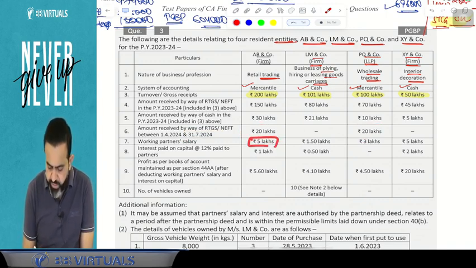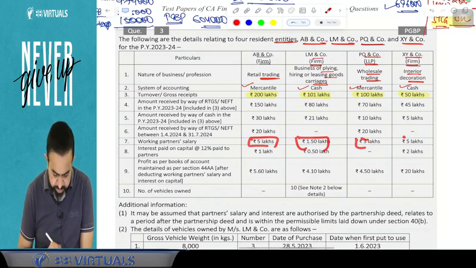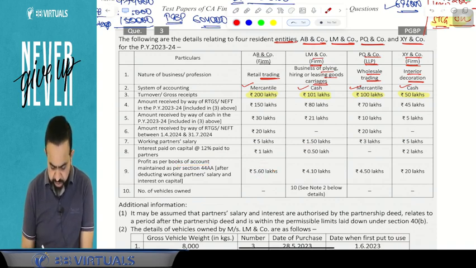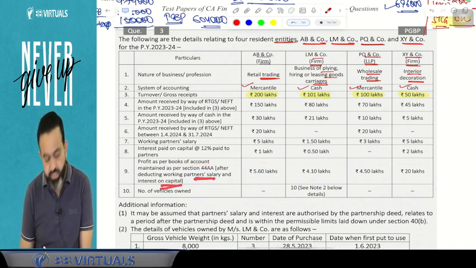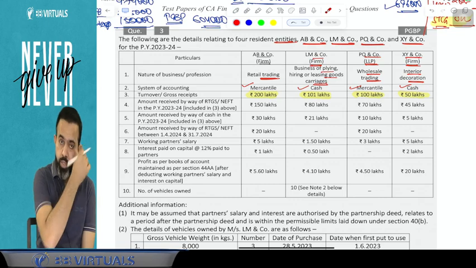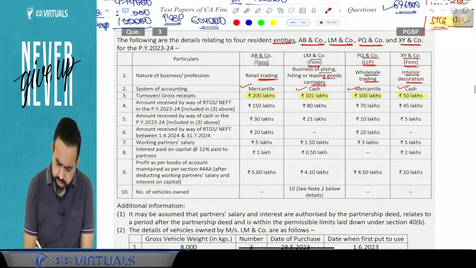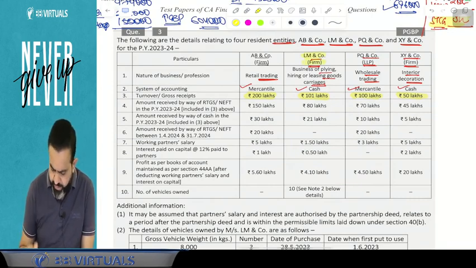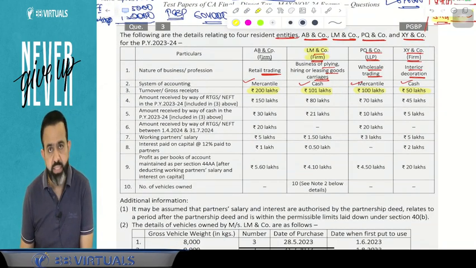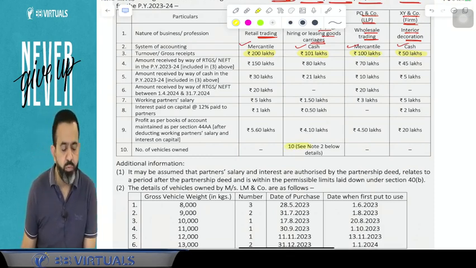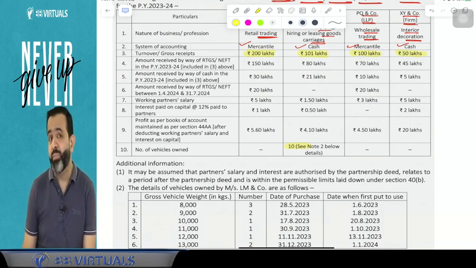Working partner salary is given. Interest on capital is given, and profit as per books of accounts is given after deducting working partner salary and interest on capital. Number of vehicles owned is given. LM and company is engaged in plying, hiring and leasing goods carriages, and their number of vehicles is 10. So if there are 10 vehicles, they can take the section 44AE benefit.